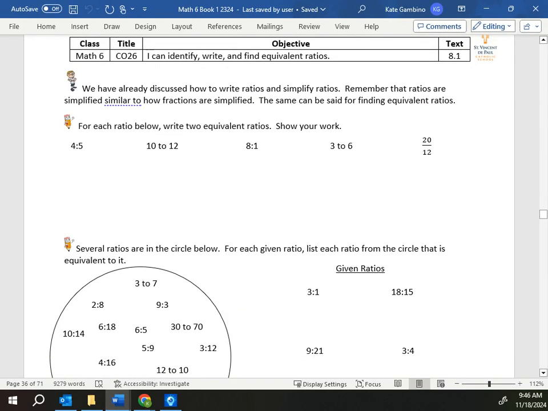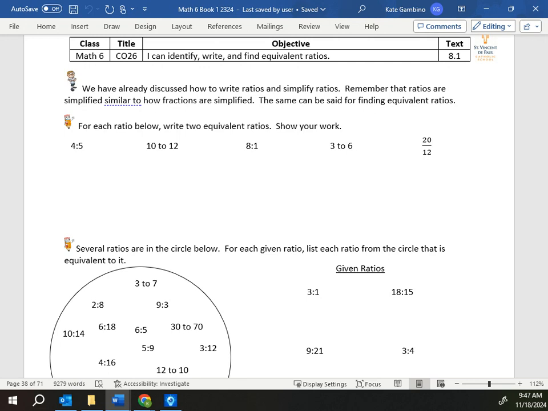CO26, I can identify, write, and find equivalent ratios. So write CO26 on your help sheet. Just like equivalent fractions, multiply the top and the bottom by the same number. So it's just like those equivalent fractions. You're multiplying or dividing all the numbers by the same number.